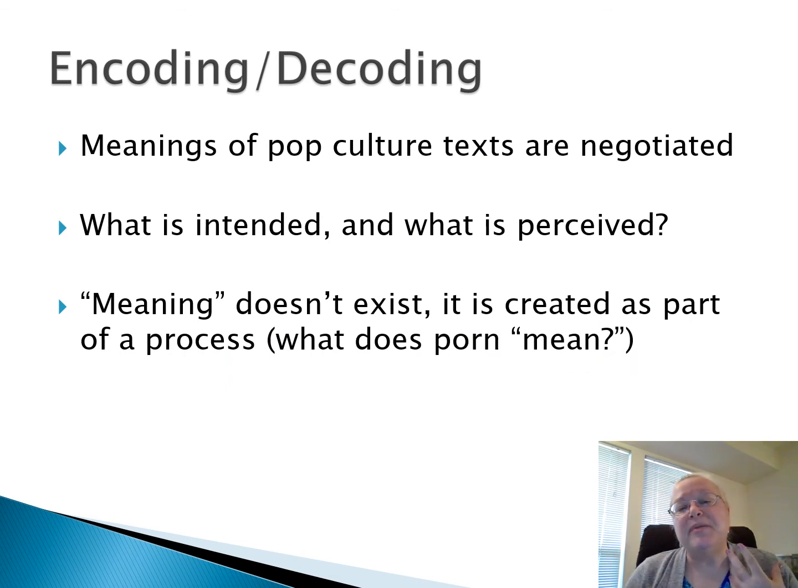When you think back to some of your earlier communication classes, you might remember learning about a source and a receiver, an encoder and a decoder. So the source or the encoder encodes a message, sends it to the receiver who then decodes it, but you're always decoding through your perceptual set. So what was intended and what was perceived might not match up. It can change in the process.